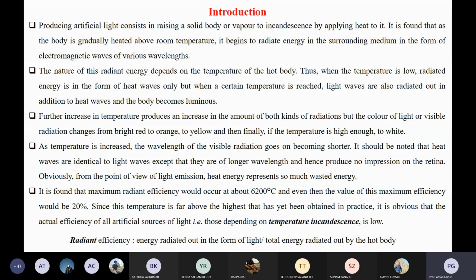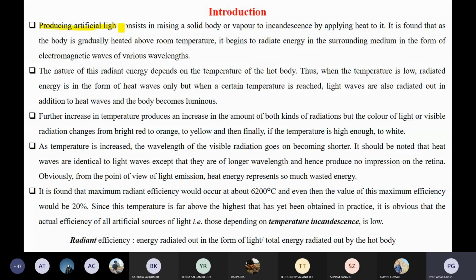it begins to radiate energy. That is a very basic concept. It radiates energy into the surrounding medium in the form of electromagnetic waves. Light is an example of an electromagnetic wave with various wavelengths. So if you increase the temperature, the wavelength of the emitted light will also change. That is the main motto.